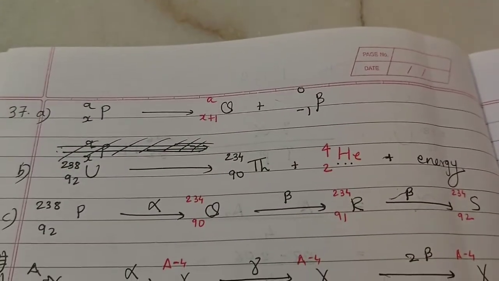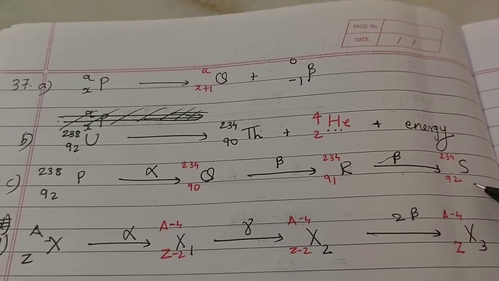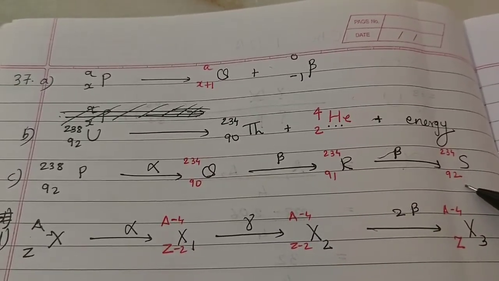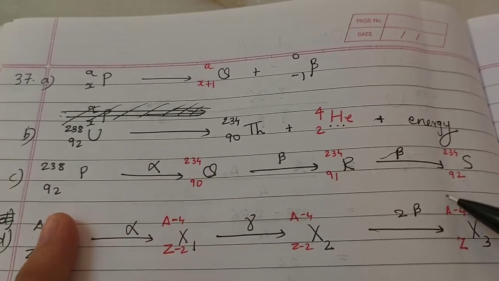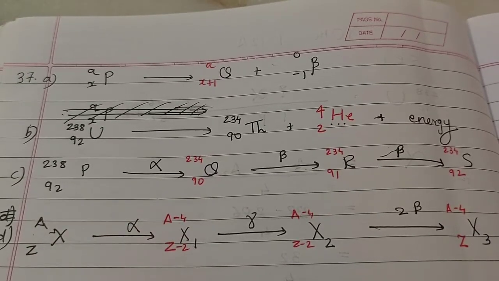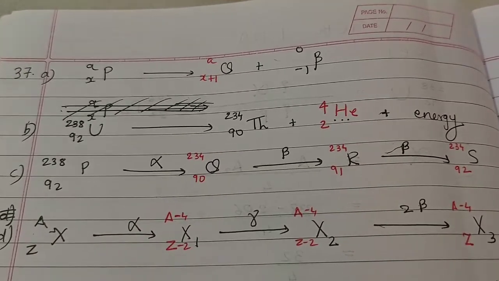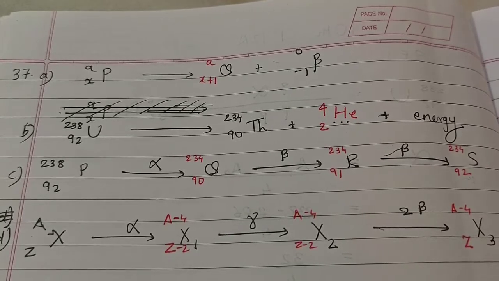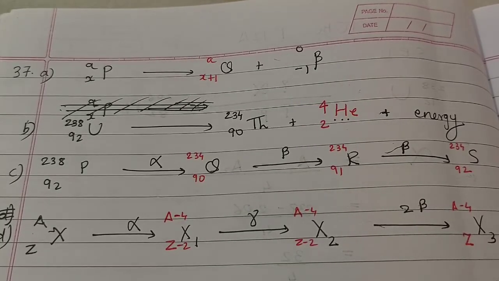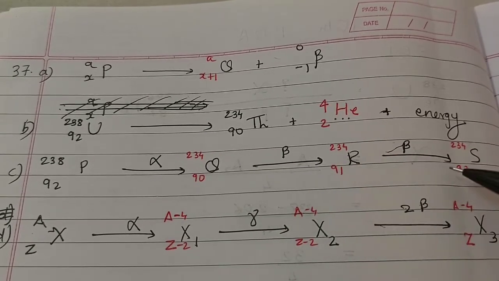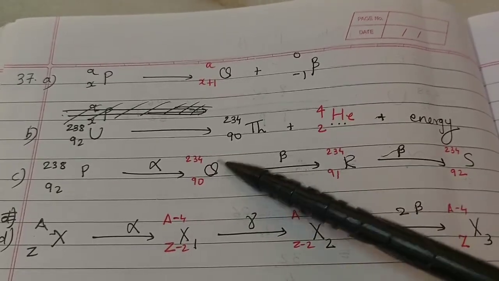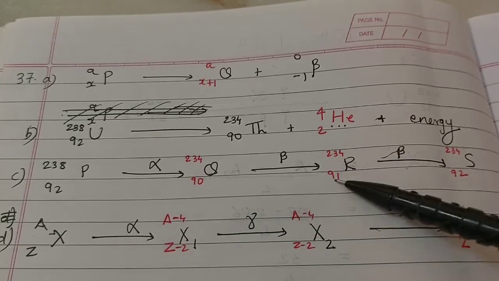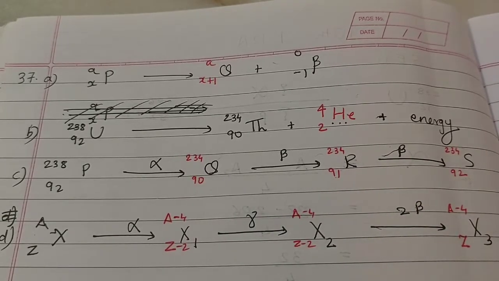Notice how S and P are actually isotopes, because the atomic number is the same, 92 and 92, but the mass numbers are different, 238 and 234, because of different numbers of neutrons. On the other hand, if the atomic mass numbers are the same and the atomic numbers are different, they are called isobars. Can you identify any isobars in this Charlie question? Yes, Q and R are isobars because they have the same atomic mass, 234, but different atomic numbers, 91 and 90.